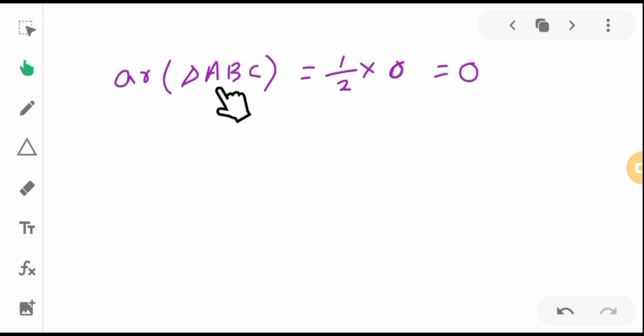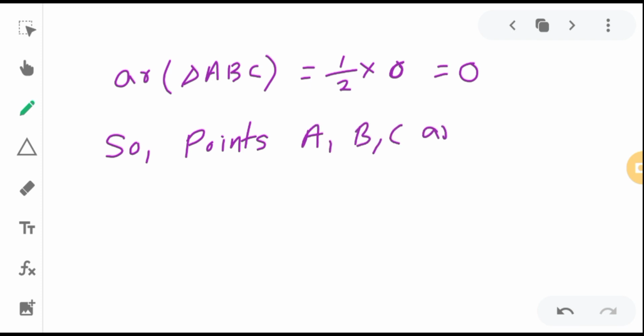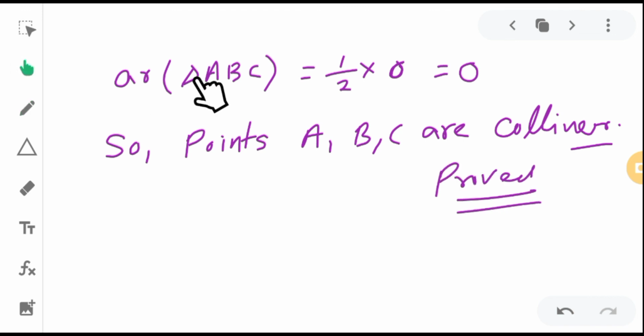Since the area of triangle ABC is 0, we can write that points A, B, C are collinear. I explained this at the start of the video. Points A, B, C are collinear, proved. Because these points are not forming a triangle, that's why the area is 0. If the area of a triangle is 0, then points A, B, C are collinear. Hence it is proved.